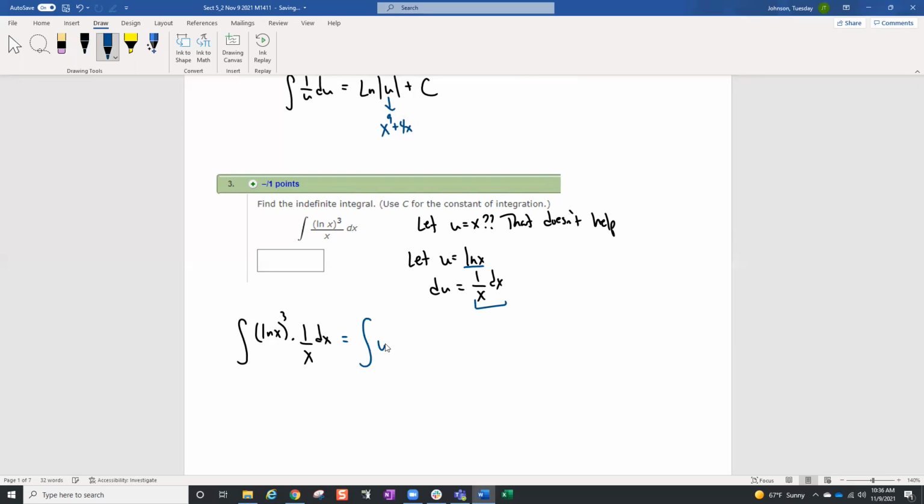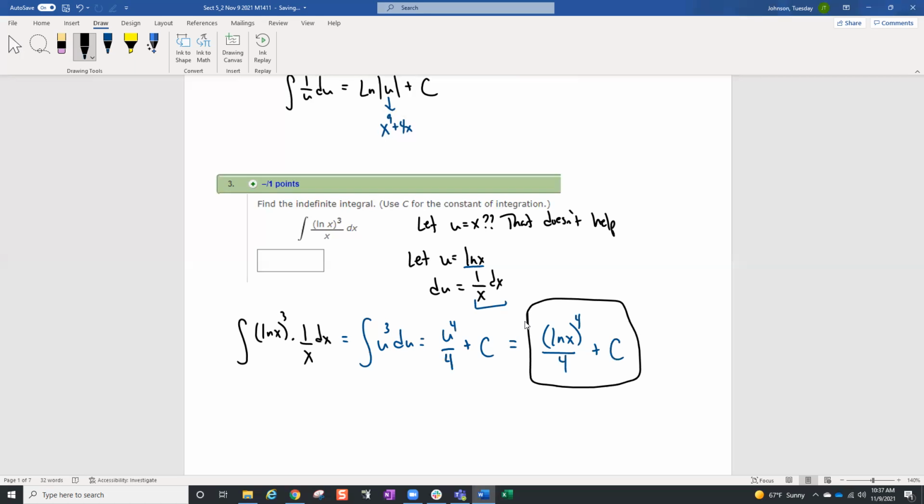This will be the integral of u to the third du, which we all know to be u to the fourth over 4 plus c, right? So our answer is not always going to be the natural log. Our substitution somehow involved a natural log, but our integral didn't. That's okay. We reverse our substitution. This will be the natural log of x to the 4th power all over 4 plus our constant. Reverse our substitution to go back to the original variable.